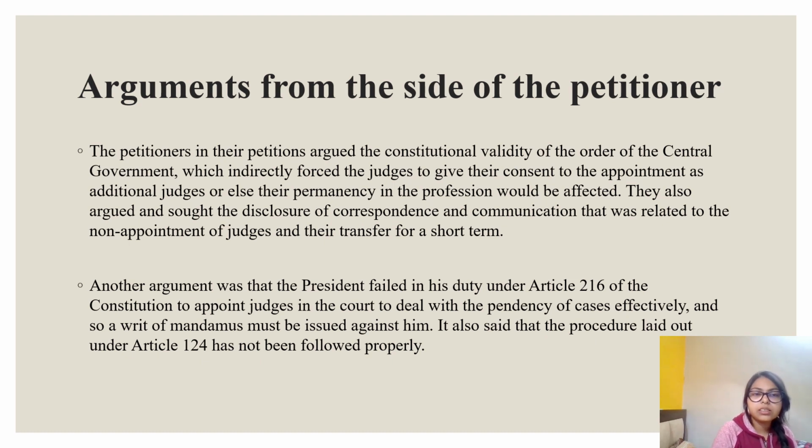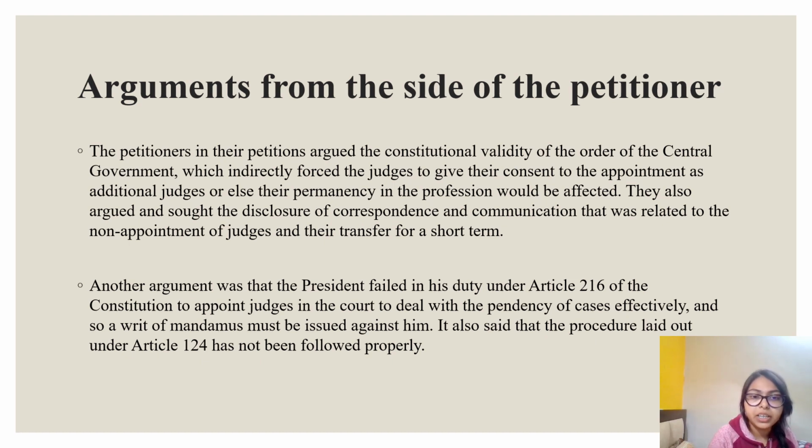Before discussing the judgment of the Supreme Court, let us see what were the arguments from the side of the petitioner and the respondent. The petitioner in this particular case was SP Gupta. So let's see what his arguments were in the court of law. His first argument was that the petitioners argued about the constitutional validity of the order of the central government, which indirectly forced the judges to give their consent to the appointment as additional judges, or else their permanency in the profession would be affected.